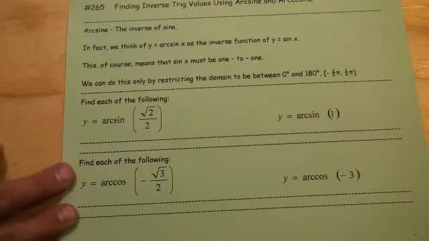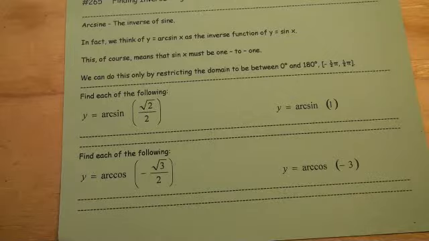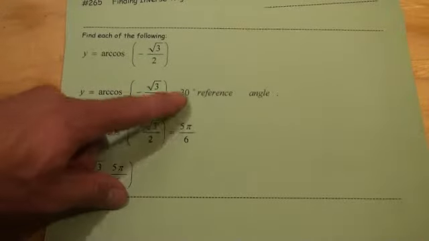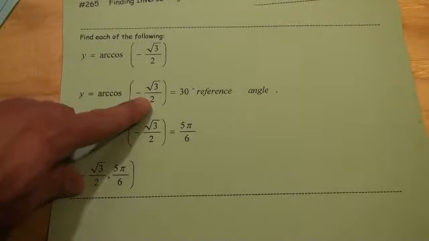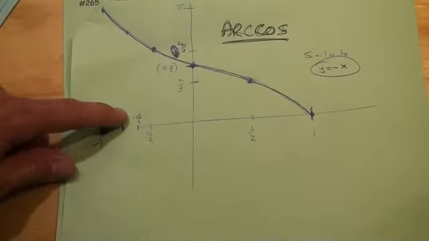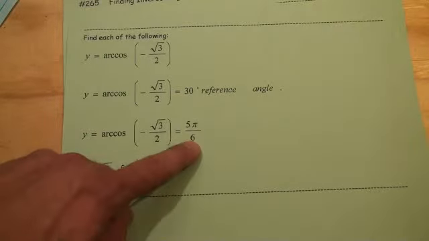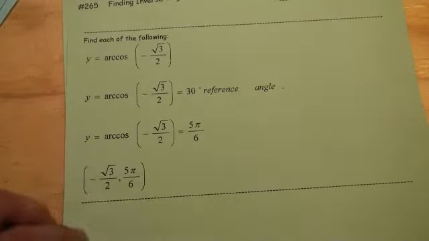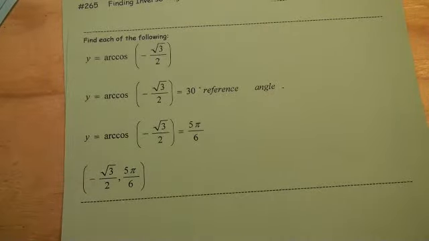Alright, y equals arccosine of negative root 3 over 2. For that one, we're going to use a 30-degree reference angle, and you just have to figure out where you are. You're in the second quadrant, therefore for cosine, you're going to be above pi over 2. How much further up? You have to figure out the 30-degree reference angle, so you're going to use pi over 6's, 5 pi over 6. You're all set. So negative root 3 over 2, comma 5 pi over 6.